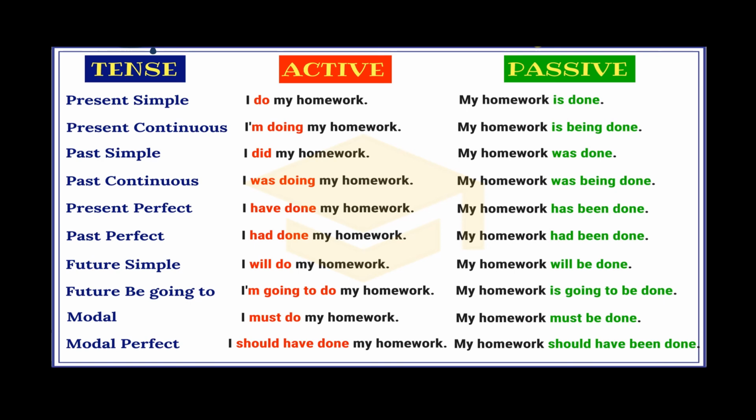In future simple, I will do my homework. In passive voice, my homework will be done. Future, I'm going to do my homework. My homework is going to be done. If we're using modals, I must do my homework. My homework must be done. If we are using modal and perfect tenses, I should have done my homework. My homework should have been done. The reversal of the sentence is such that in active voices, the subject is doing the action on the object, but in passive voices, the subject is receiving the action.